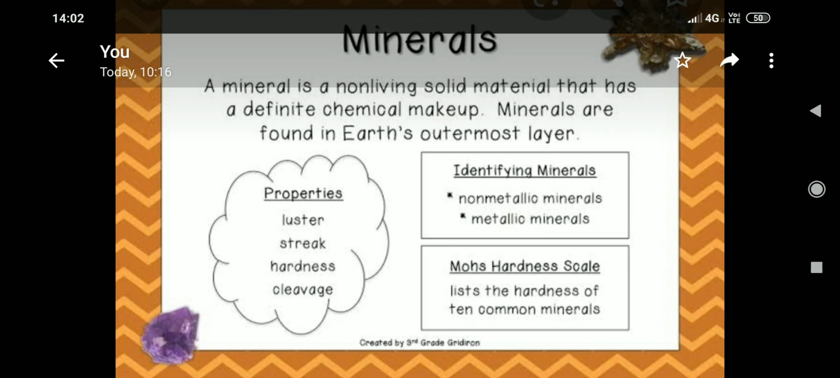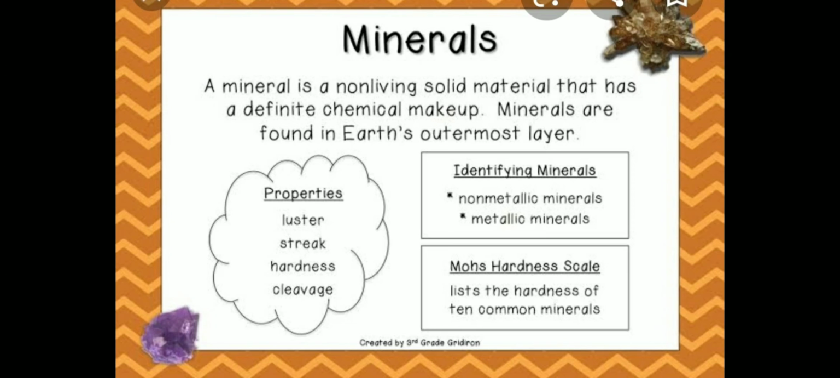Now, as you can see on my screen, a mineral is a non-living solid material that has a definite chemical makeup. Minerals are found in the earth's outermost layer. They are lustrous, streaky, hard, and clavellate.